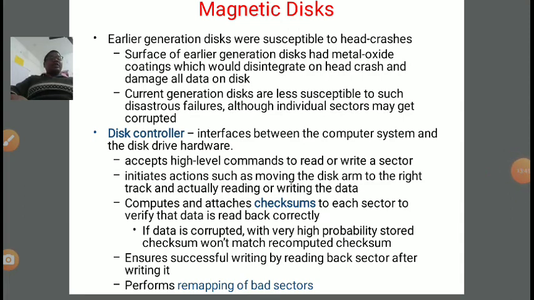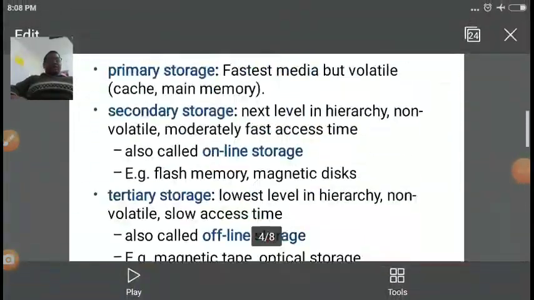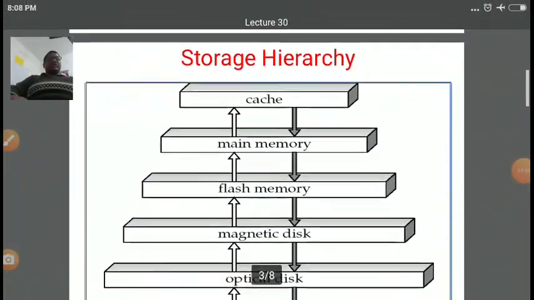It performs remapping of bad sectors. Bad sectors are the sectors which are not performing read and write operations as per the requirement. Okay, they are called as what? Bad sectors.